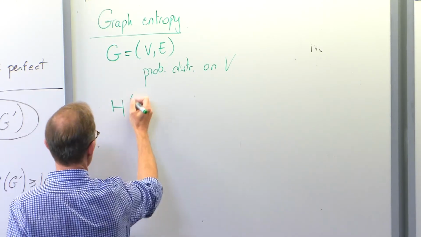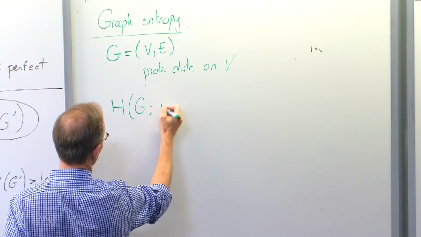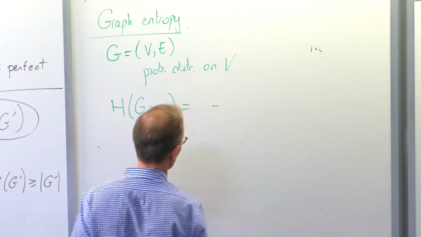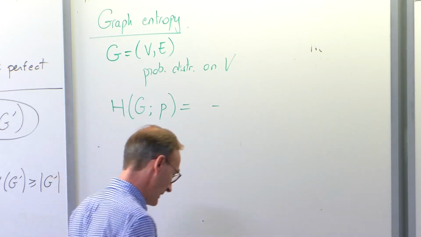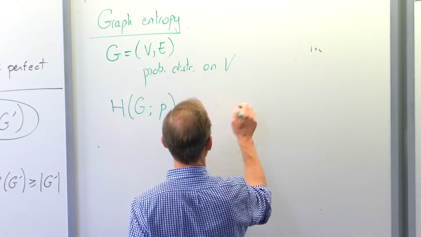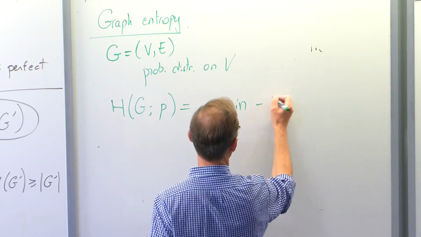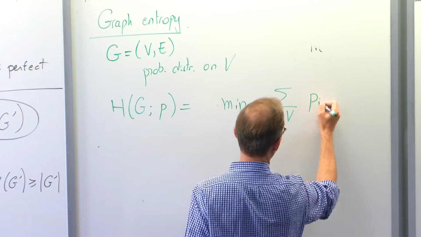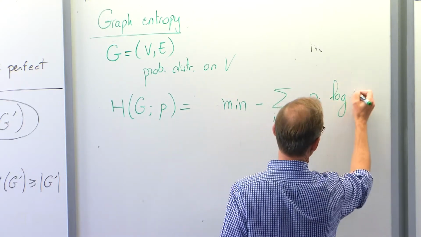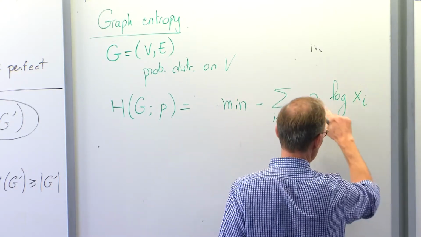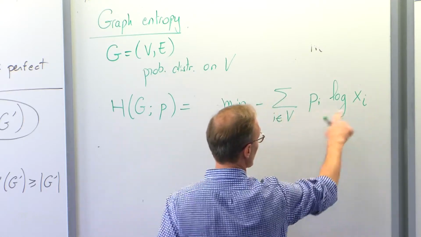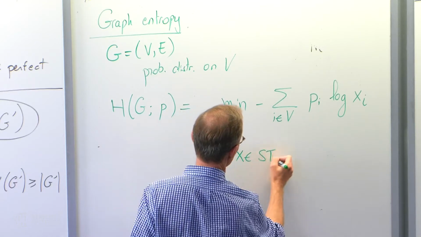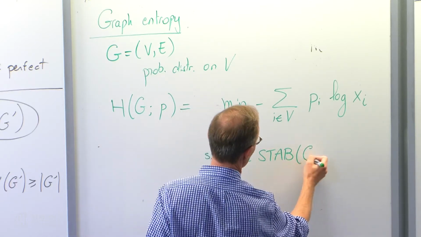H of G, P, with respect to this probability distribution, is equal to the following convex optimization problem. It's minimizing minus the sum over i in V of p_i times log of x_i. So this is a convex function of x, subject to x belonging to the stable set polytope of G.